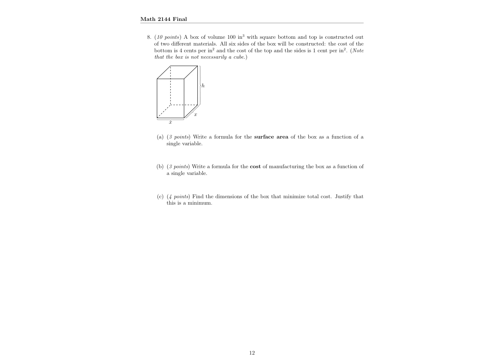All right, the next one: I have a box of volume 100 cubic inches, with a square bottom and top, constructed out of 2 different materials. All 6 sides will be constructed. The cost of the bottom is 4 cents per square inch, and the cost of the top is 1 cent per square inch. Okay. Write a formula for the surface area of the box as a function of a single variable.